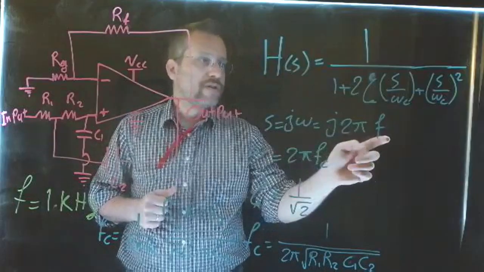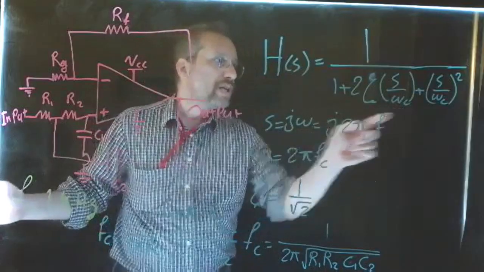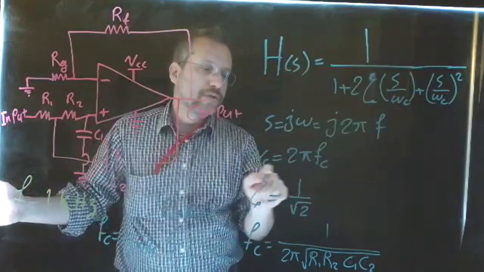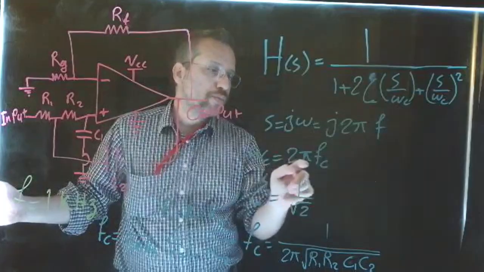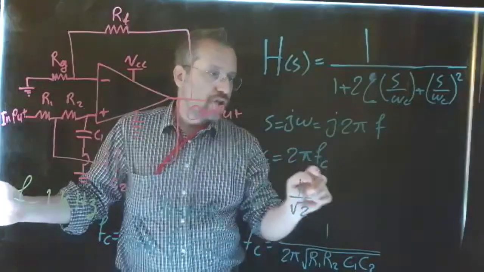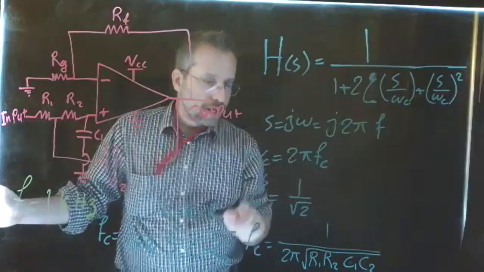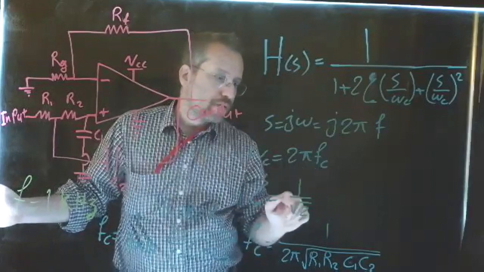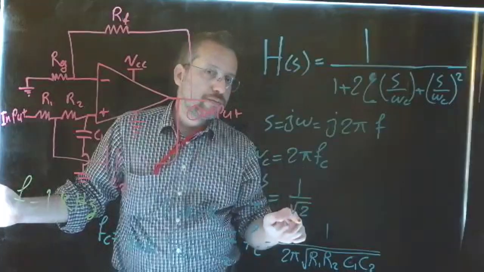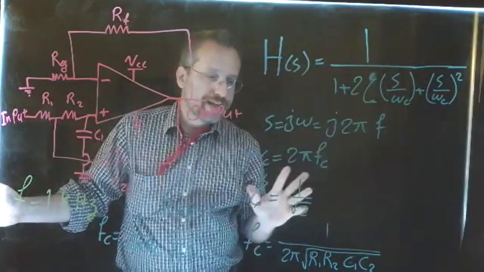Okay, this F is the input frequency. The omega C, which is the angular cutoff frequency, is going to be again equal to 2 pi times the cutoff frequency that we want to design the filter for. Okay, and the psi for Butterworth is 1 over square root of 2. Now, this is our transfer function.